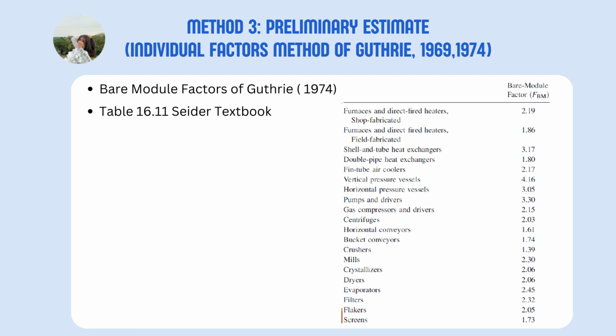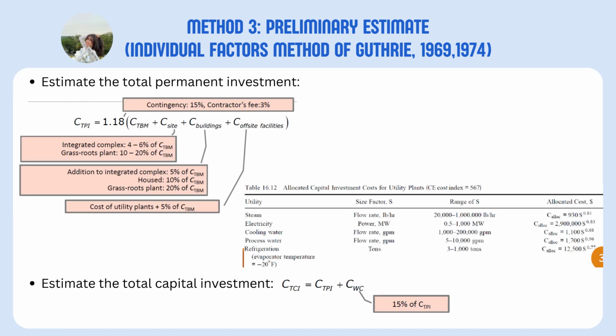From the question, we are given the total bare module cost and also the off-site utility cost and the working capital. Next, to calculate the cost of site, from the question, we know that there is an integrated complex. The integrated complex is 4 to 6% of the total bare module cost. In this case, we assume it to be 5%. Next is the cost of buildings. There is only integrated complex, so it's 5% of the total bare module cost.